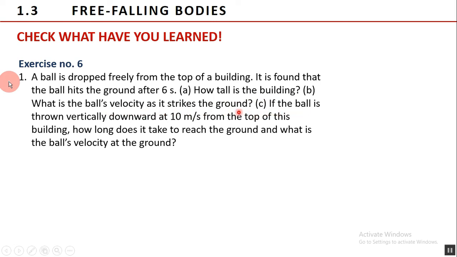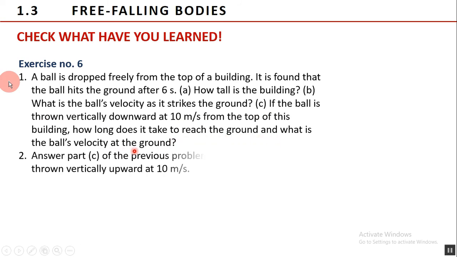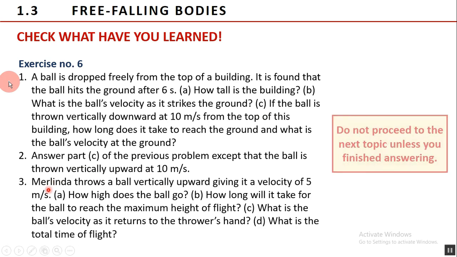Letter C, if the ball is thrown vertically downward at 10 meters per second from the top of this building, how long does it take to reach the ground and what is the ball's velocity at the ground? Number 2, answer part 1 of the previous problem except that the ball is thrown vertically upward at 10 meters per second. Number 3, Merlinda throws a ball vertically upward giving it a velocity of 5 meters per second.